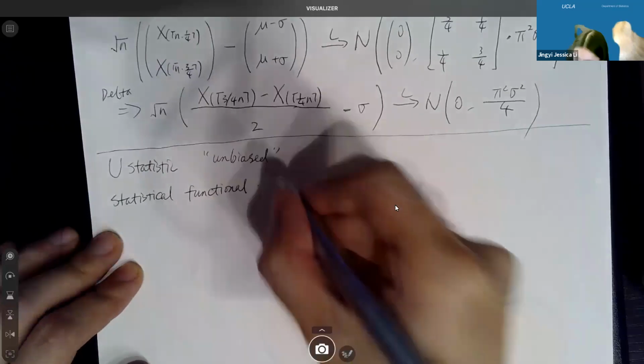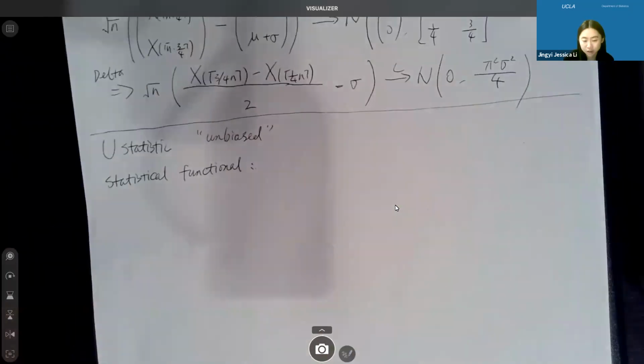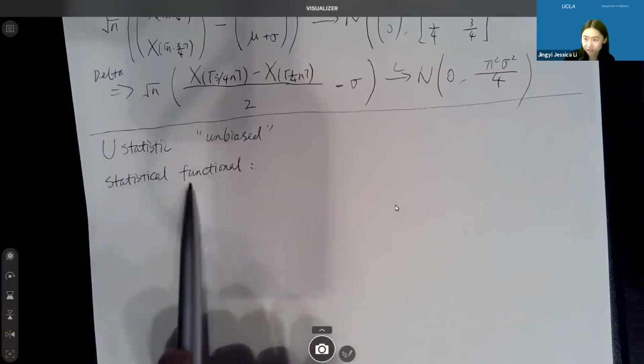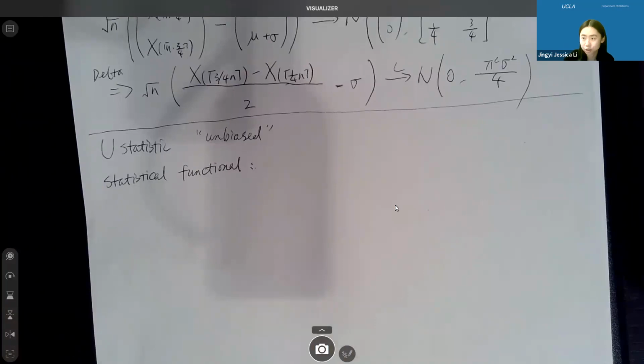So what do we mean by a statistical functional? To be very specific, the statistical functional we talk about here will map from a CDF function to a parameter. That's why the argument of a functional is itself a function, and here it is the CDF function. Let me show you some examples.